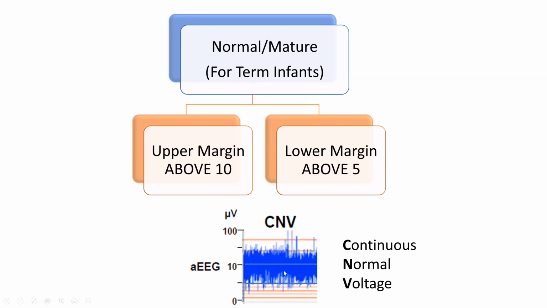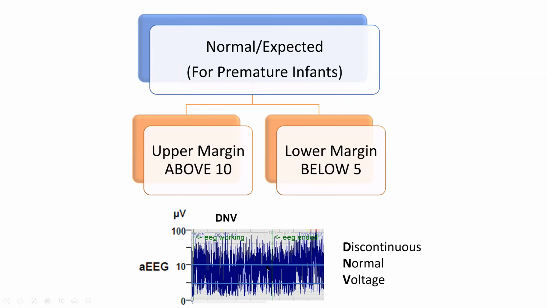Yay, that's good. If I'm a preterm baby, I still want my upper edge to be above 10, same scale, 0, 5, 10, 100. My upper margin should still be above 10, but because I'm premature and my brain doesn't always, just like breathing, we kind of take pauses when the baby takes pauses when they're breathing, the brain takes pauses.